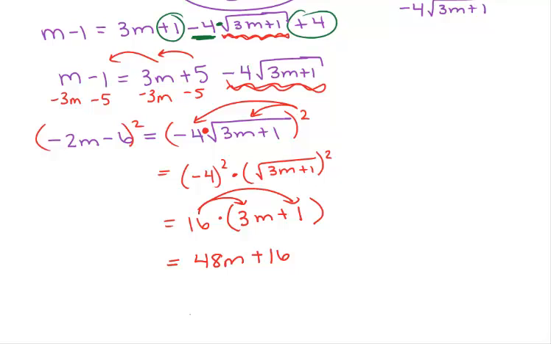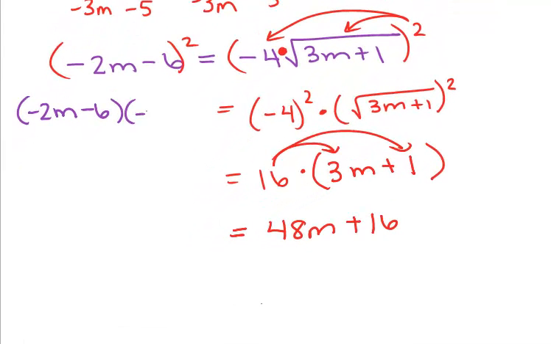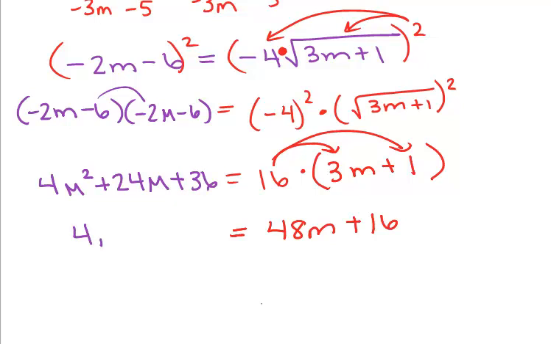Okay, on my left, I have a quantity squared, which means I have to FOIL it. So I have negative 2m minus 6 times negative 2m minus 6. First, negative 2m times negative 2m gives me a positive 4m squared. Outside, negative 2m times negative 6 gives me a positive 12m. Inside also gives me a positive 12m. So together, that gives me 24m. And last, negative 6 times negative 6 gives me a positive 36. And I'm just going to carry that down.